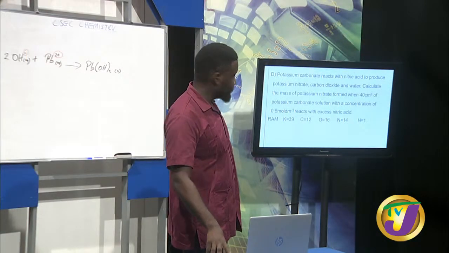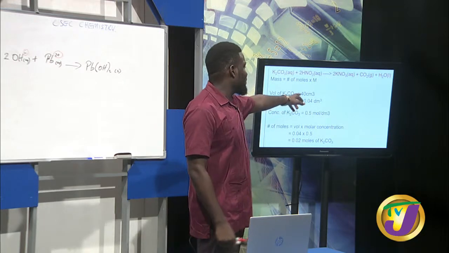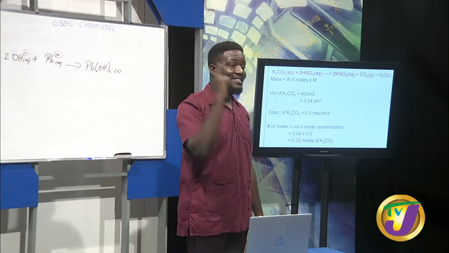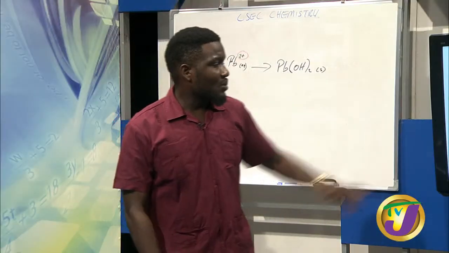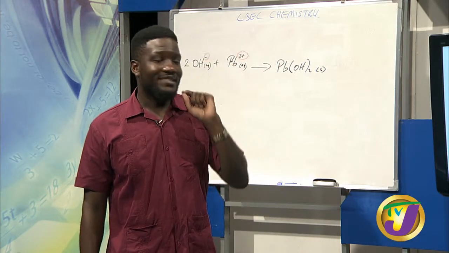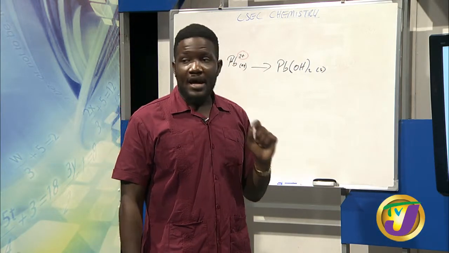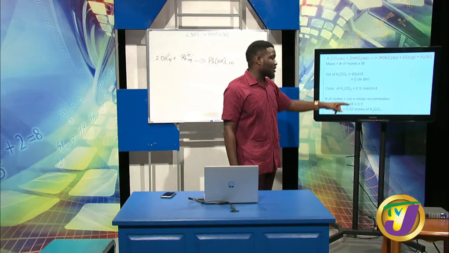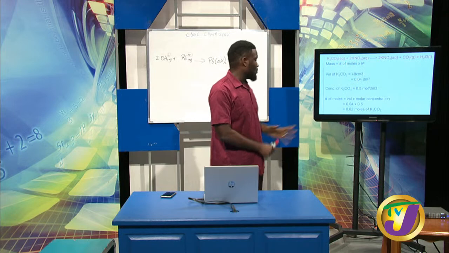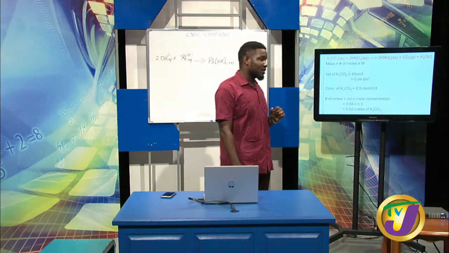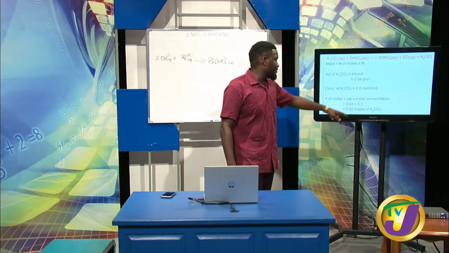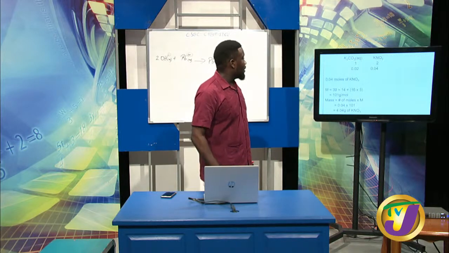So 40 centimeter cube. But remember, molar concentration must be in dm cube. All right? So we're going to convert this 40 cm cube to 0.04 dm cube, all right? And then we're going to multiply that by the concentration. Because remember, that was our fourth mole formula. Number of moles equals volume times molar concentration, all right? So 0.04 times the 0.5, you get 0.02, all right?